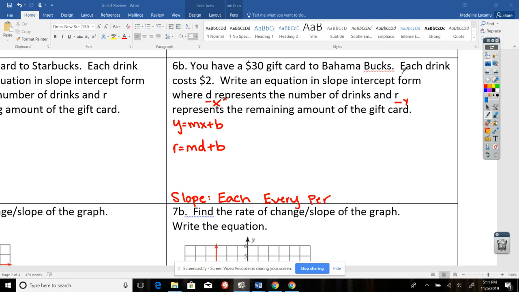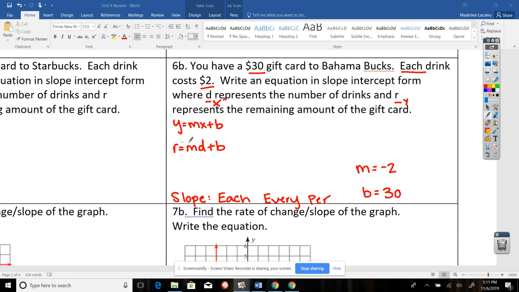So if we look at our problem, notice it says each drink costs $2. So if each drink costs $2, we do not get paid to buy a drink, so we have to spend our own money. So that would mean that our slope would be a -2. So since we are not getting money to buy a drink, we have to give it up. That's why it's a negative. Now your intercept is going to be the amount that you start with. So notice it says we started with $30, so our intercept is 30.